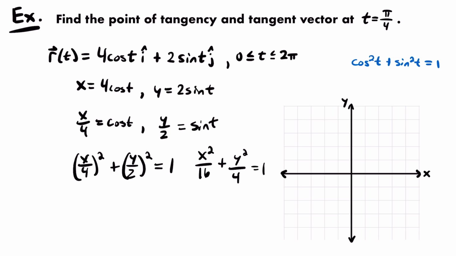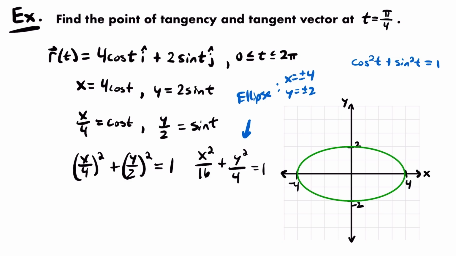And really, you can think of those as the intercepts. So from this equation of an ellipse, we know that x will be equal to plus or minus 4, and y will be equal to plus or minus 2. So if this is y equals 2, this is y equals negative 2, this is x equals 4, and this is x equals negative 4, our ellipse will look something like this. Okay, that would be our vector function r of t.